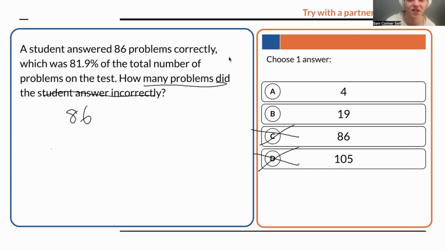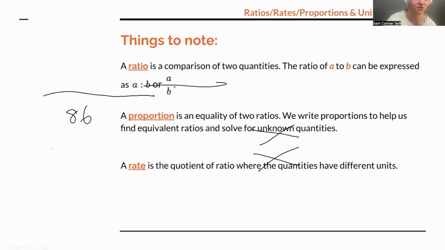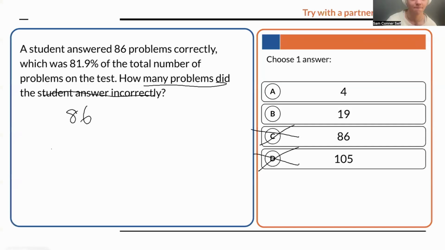Let's see what people are saying in the chat. Okay, people are saying B in the chat. All right, let's do this out. So 86 is going to be, all right, sorry. Okay, so 86 is some quantity.